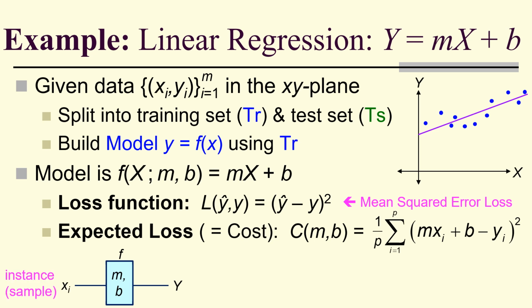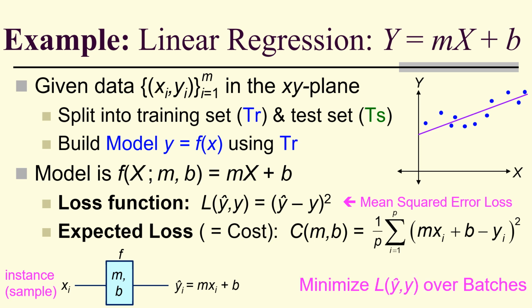So we have an instance or a sample, and it feeds forward to give us, for the current m and b parameters, an activation. Then we minimize the loss over batches of these activations. And that gives us new values of the parameters.